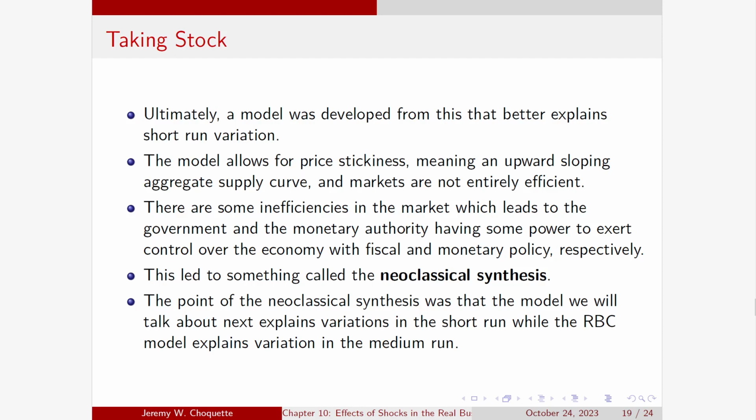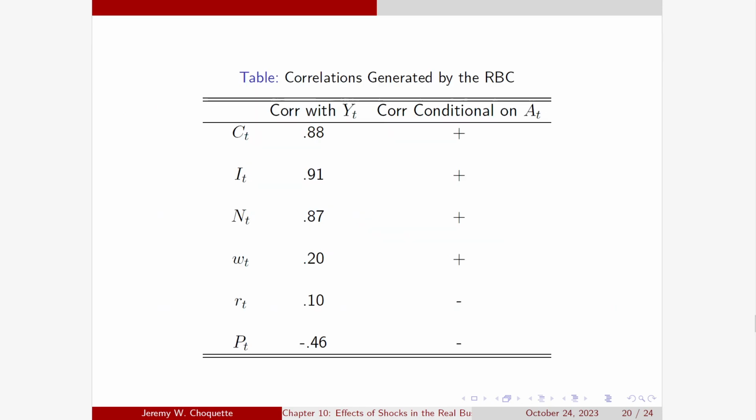And this leads to something that's called the neoclassical synthesis. And the idea of the neoclassical synthesis is that the model we talk about next explains stuff in the short run really well, while models like the real business cycle model explain stuff in the medium run really well. So they're both useful. They're just useful in different contexts.